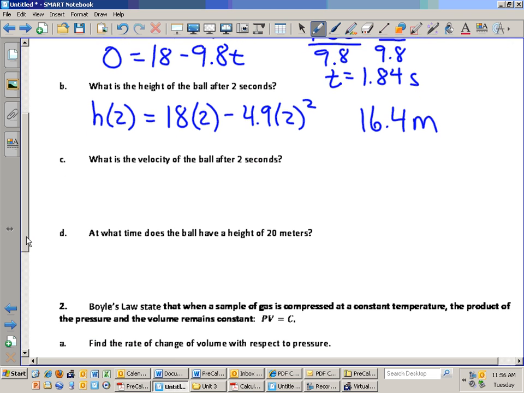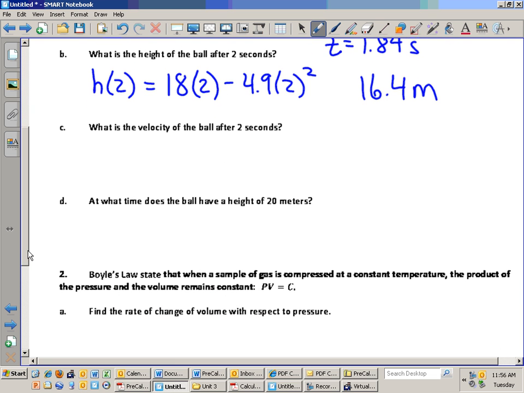What is the velocity after 2 seconds? How about this? Can you tell me, should the velocity be positive or negative after 2 seconds? Why? Because it already reached its maximum height. It's on its way back down, so it should be negative. So I plug it into the derivative, which is the velocity function. V of 2 is equal to 18 minus 9.8 times 2.